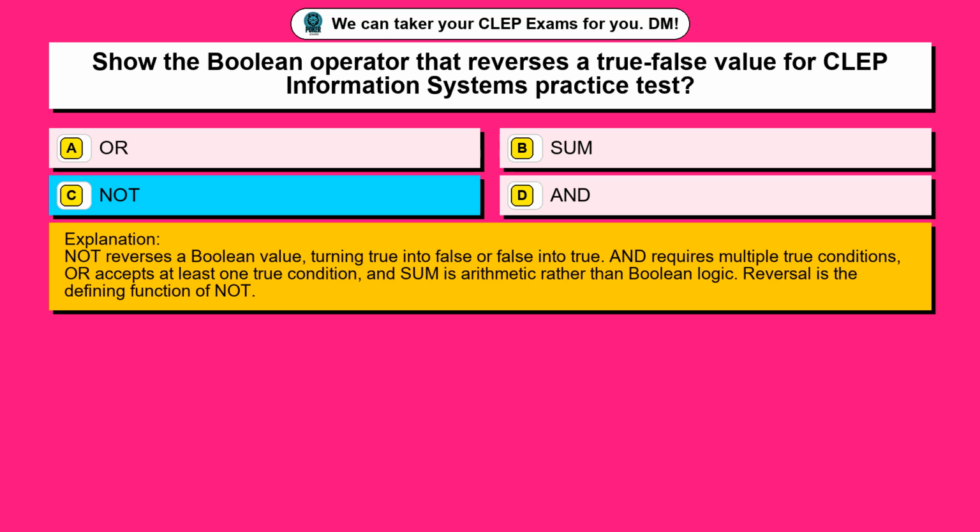Not reverses a Boolean value, turning true into false or false into true. And requires multiple true conditions, or accepts at least one true condition, and some is arithmetic rather than Boolean logic. Reversal is the defining function of not.